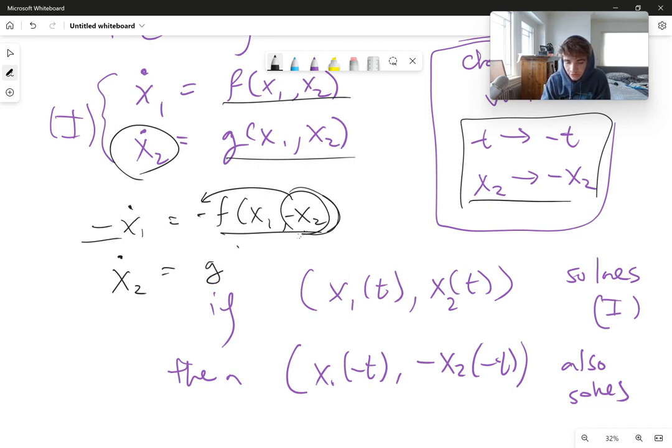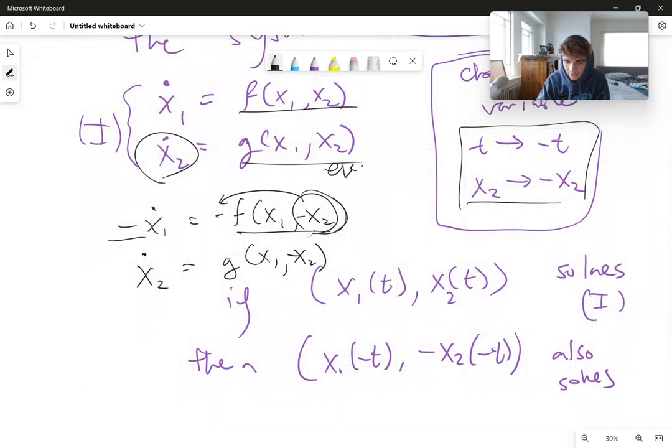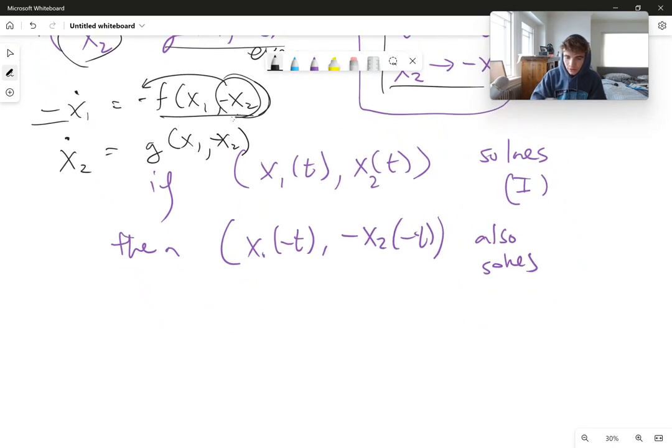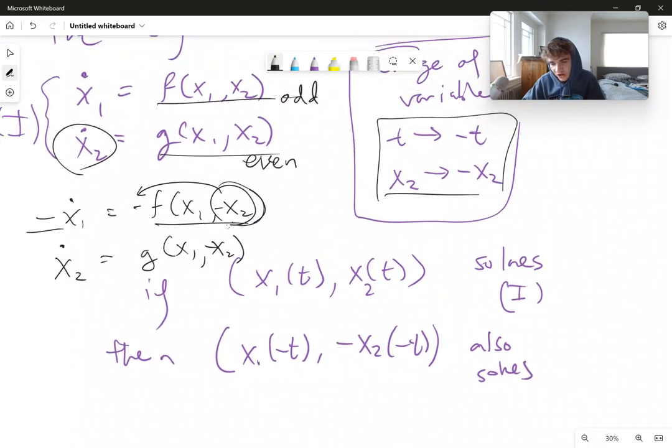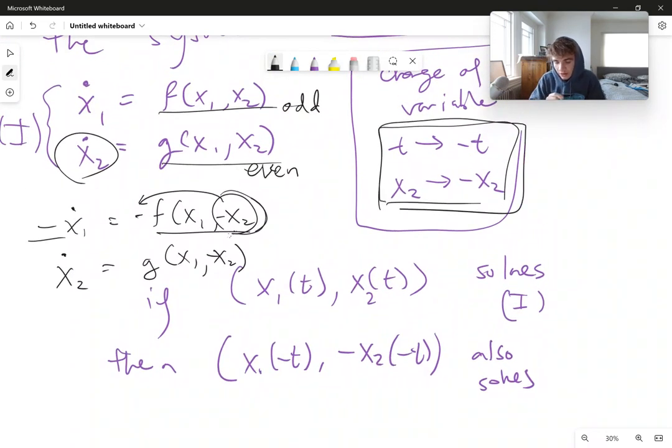And so then I need g to, in fact, be even under the transformation of negative x2. So we actually need g to be even and f to be odd. Now, if we have that f is odd and g is even, then we know that it'll be invariant under this coordinate transformation. You can also just check it directly if you try changing variables in this way. Then you can see if the system is reversible immediately.